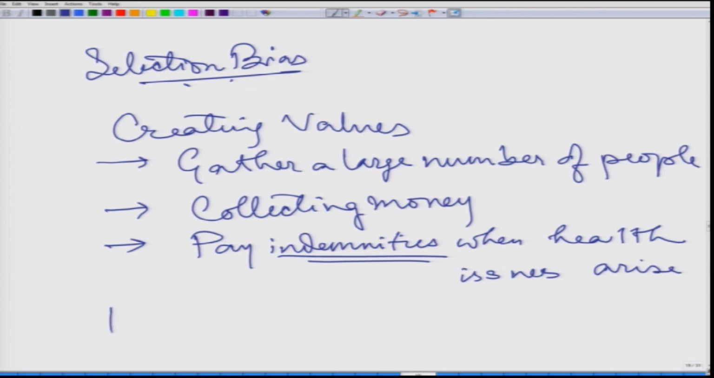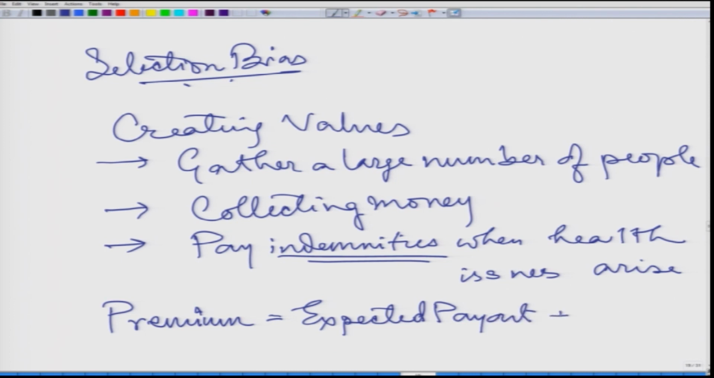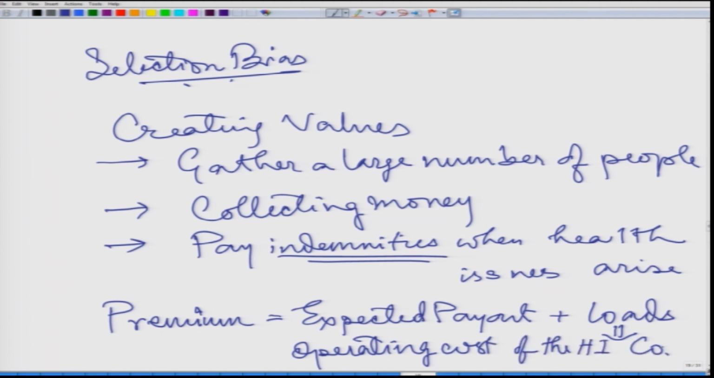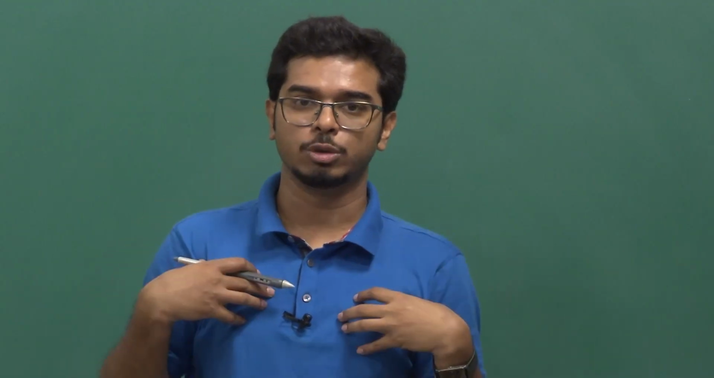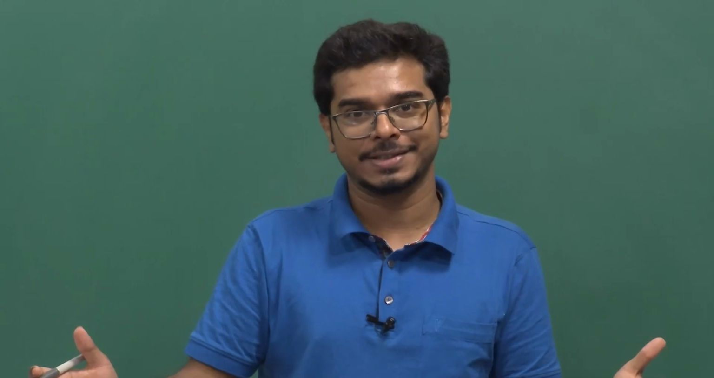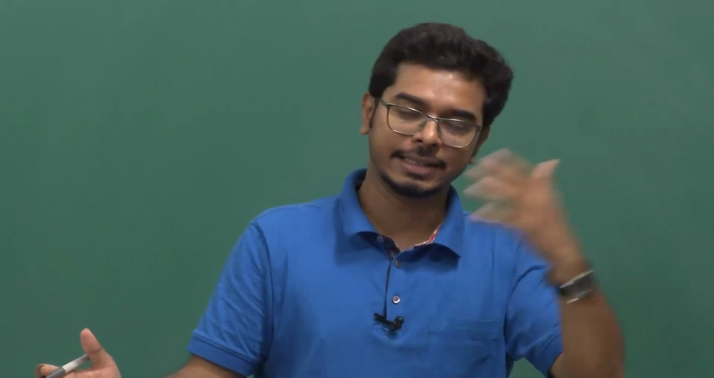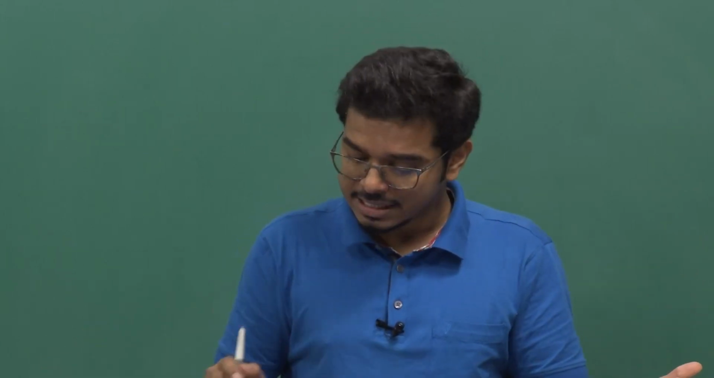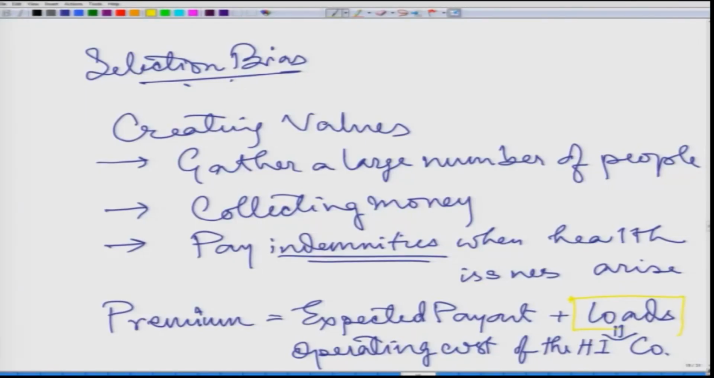Now, the premium they estimate is equal to the expected payout plus loads. Loads are nothing but the operating cost of the health insurance company. What is this operating cost? If they collect say 1000 rupees from me and 1000 rupees from 9 other people, so a total of 10,000 rupees, and I fall sick, they cannot give me all 10,000 rupees, right? They also need to pay salaries to their employees, rent for the building, electricity, transportation and all other things. These are known as loads, the expenditure towards operations, so the operating cost.